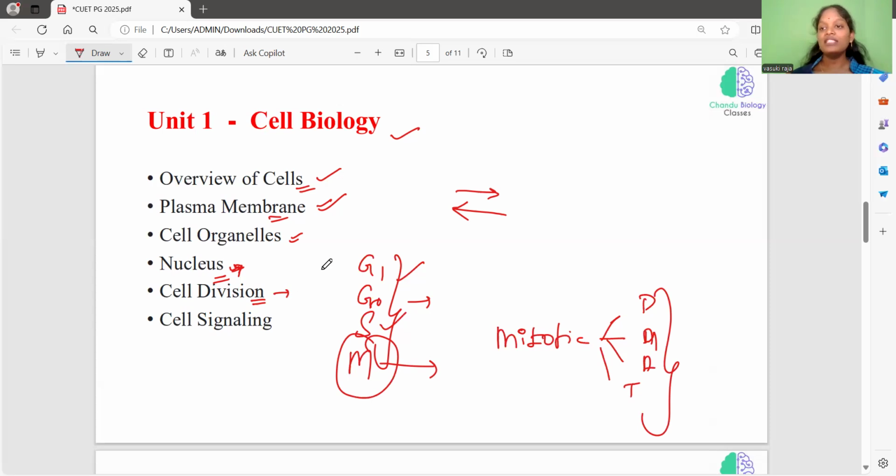So cell cycle and cell division is the most important thing, which we should not leave at any cost. And cell signaling is how one cell is getting information from the other cell, how the cells are communicated, and through what junctions we are having, what is tight junction, what is desmosome, what is hemidesmosome. All these things will be discussed under cell signaling. So these are all the important things which we have to cover under unit 1, cell biology.